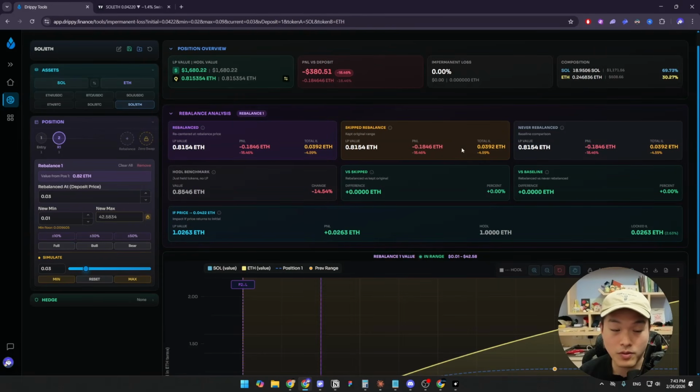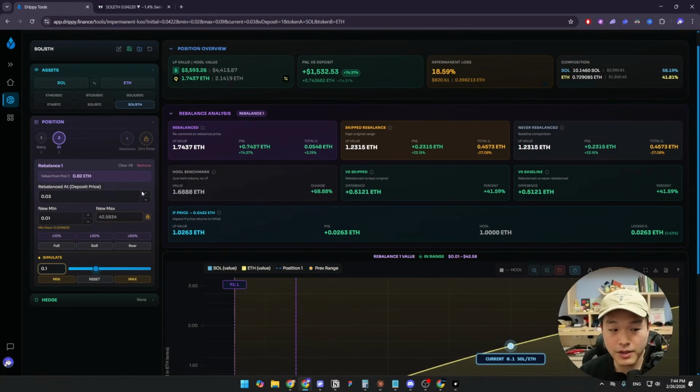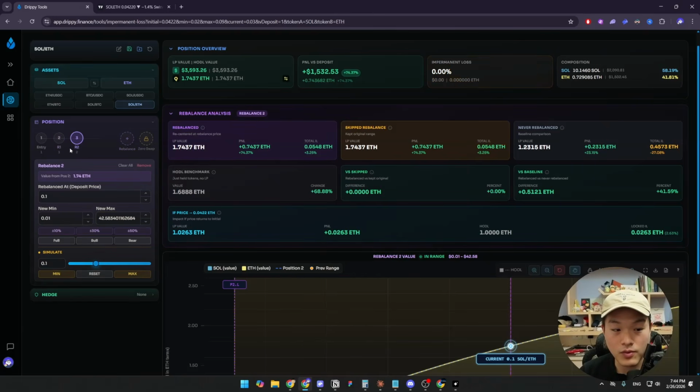And if you do multiple rebalances, you could always check the stats of like, okay, versus skipping the previous rebalance and then versus never rebalance in the first place, right? So that is everything that we could be doing for this particular calculator. Let's say price goes all the way to 0.1, which is really high, and because you have a wider range, you can see that your rebalance is actually much better than the last previous position, which is no rebalance at all, right?